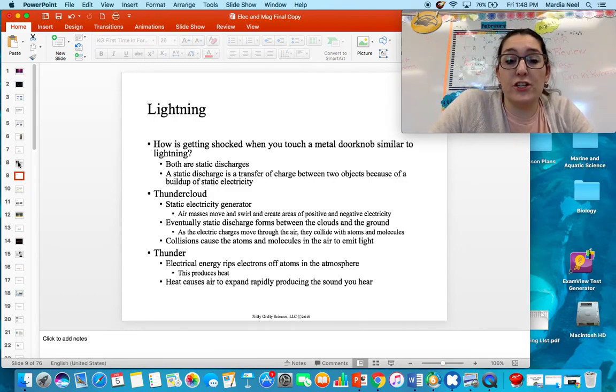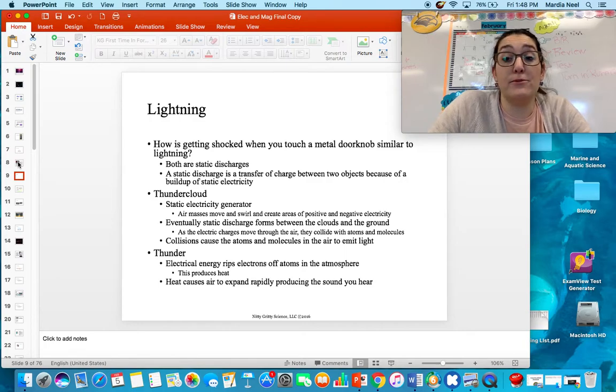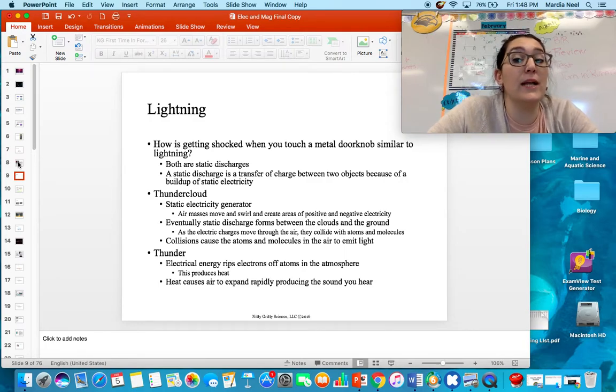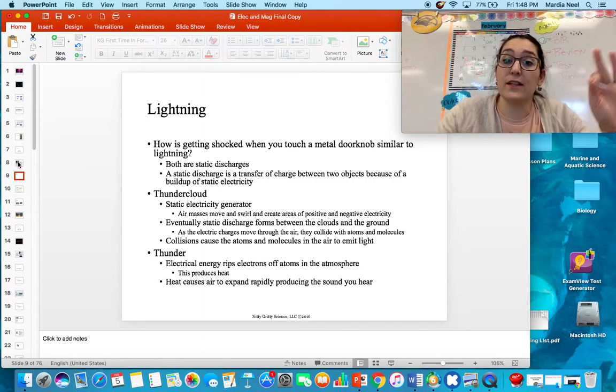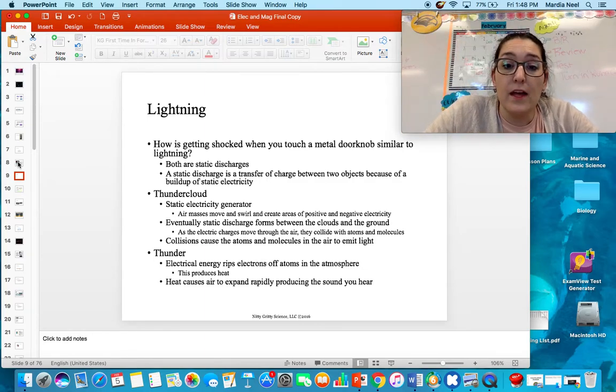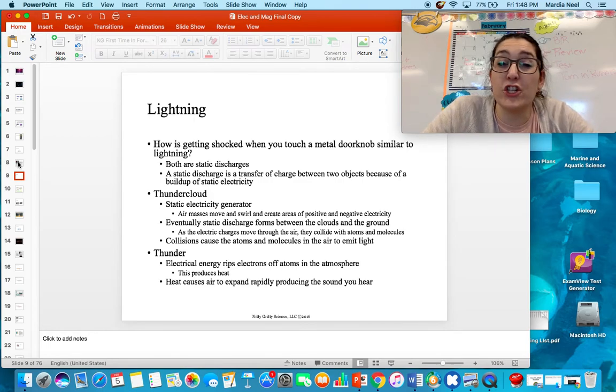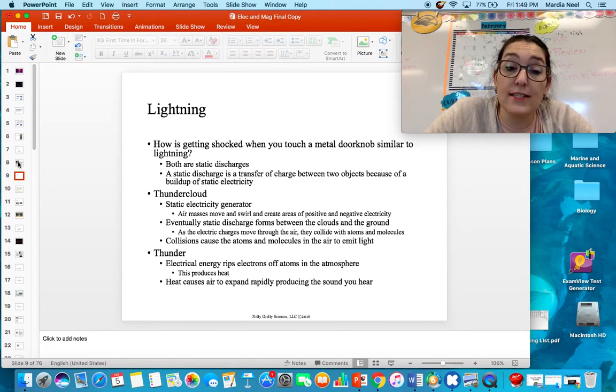Static discharge is the transfer of charge between two objects because of the buildup of static electricity. So what happens is this thundercloud is big, big, big in the sky, and it generates static electricity because air masses are moving and swirling, and they're creating areas of positive and negative charge as they rub on one another and as those electrons and protons get transferred. So eventually static discharge is going to form. And as those charges move through the air, they collide with atoms and molecules. And those collisions cause the atoms and molecules in the air to emit light.